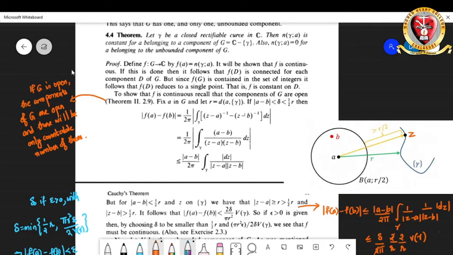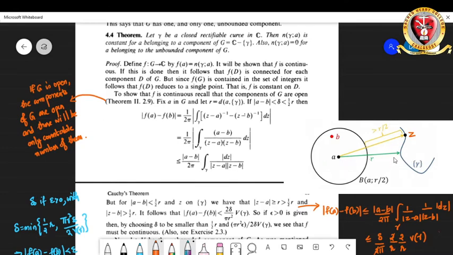Since G is an open set, the components of G will be open and there will be only a countable number of them. That is a property you get from G being open. So suppose A in G is fixed and we call r the distance between the point A and the curve gamma. So that will be the minimum distance.